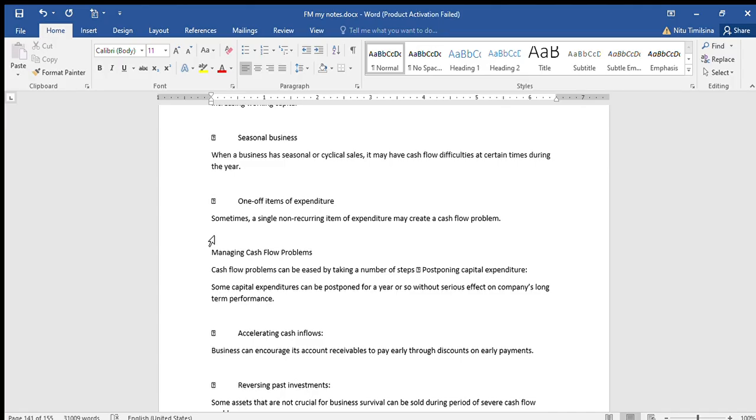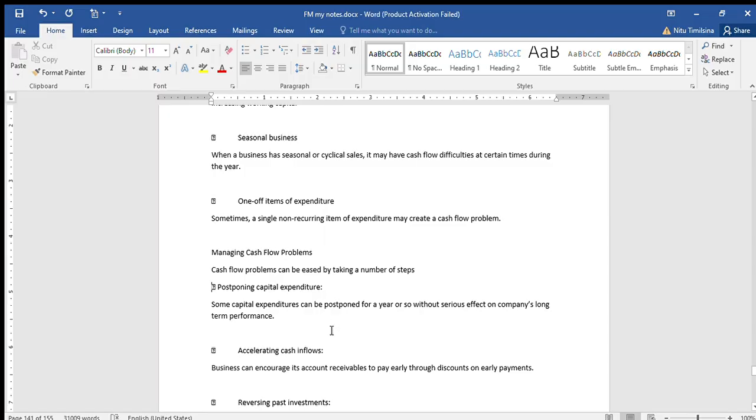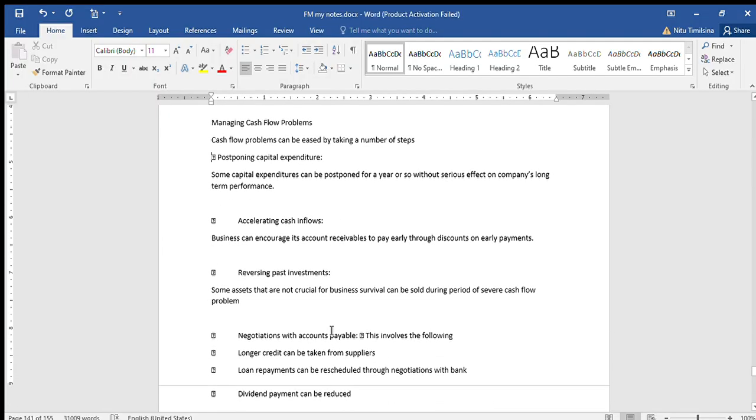Managing cash flow problems. Cash flow problems can be eased by taking a number of steps. Postponing capital expenditure. Some capital expenditure can be postponed for a year or so without serious effect on the company's long-term performance. Accelerating cash inflows. A business can encourage its receivables to pay early through discount on early payment. Reversing past investments. Some assets that are not crucial for business survival can be sold during periods of severe cash flow problems.